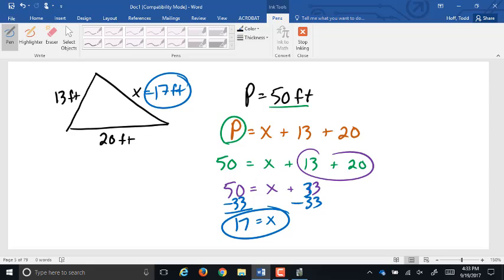So yeah, that was a 33, we get 13 plus 20. So we subtracted the 33 to get 17 equals x. So we could use that for now.